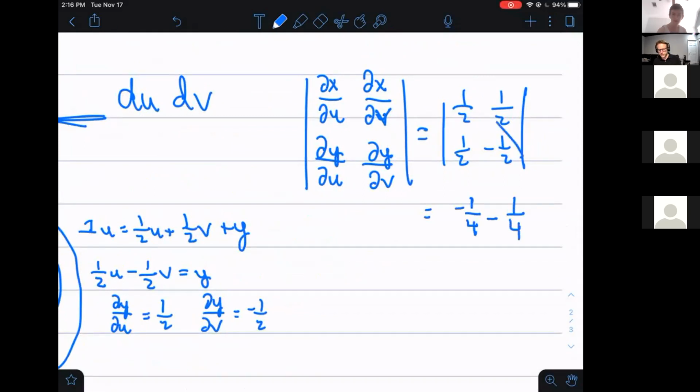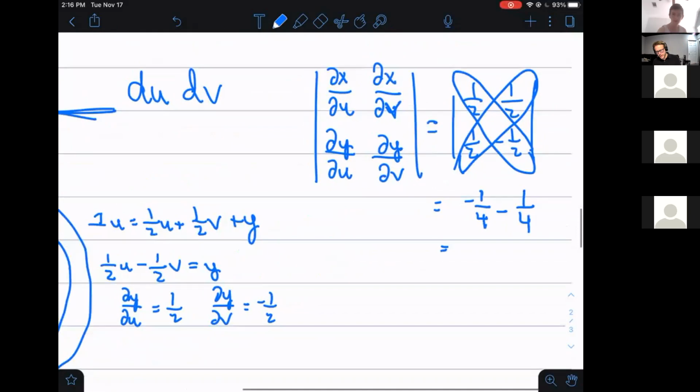So again, we're just doing the good old determinant that we learned a long time ago, back in chapter 12, right? Where we just do these diagonals, multiply them together, subtract away. And then we get negative 1/2.